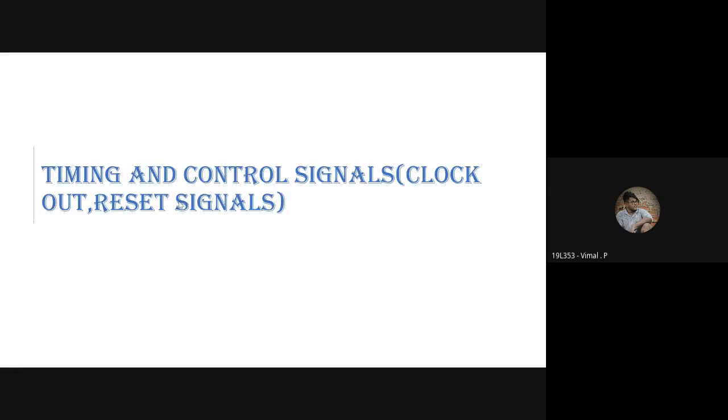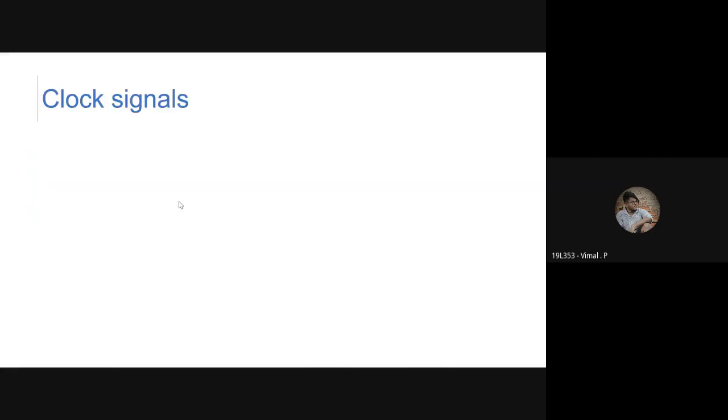Now I'm going to timing and control signals. In timing and control signals, I'm going to explain clock out and reset signals. Clock signals: here we say that the clock pulse is the heartbeat of the microprocessor. Like the heartbeat for humans, if the clock pulse is not functioning, no task can be performed, because to perform a task we need a particular time to perform it. Without the particular time measurement, we cannot perform a task.